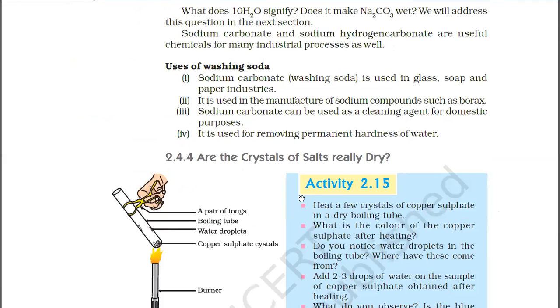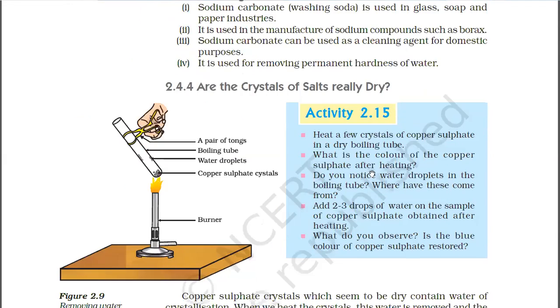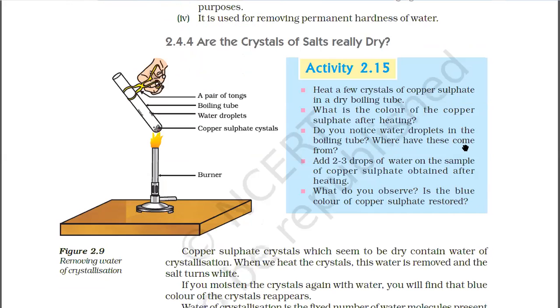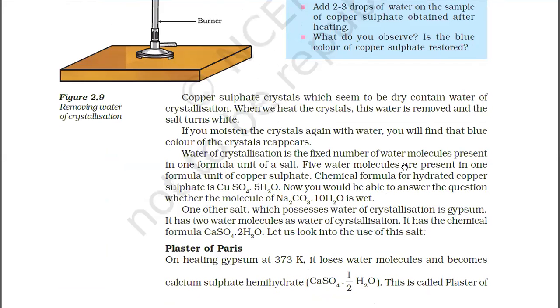Are the crystals of salts really dry? Activity 2.15. Heat a few crystals of copper sulfate in a dry boiling tube. What is the color of the copper sulfate after heating? Do you notice water droplets in the test tube? Where have these come from? Add 2 to 3 drops of water on the sample of copper sulfate obtained after heating. What do you observe? Is the blue color of copper sulfate restored?